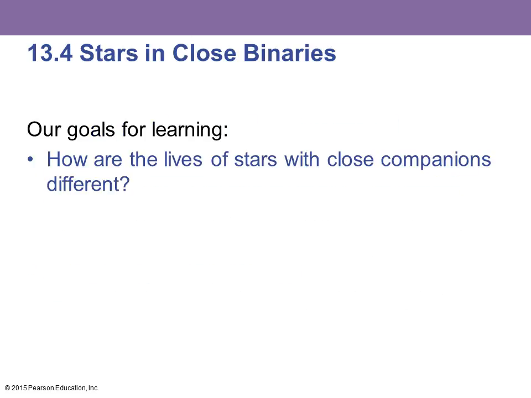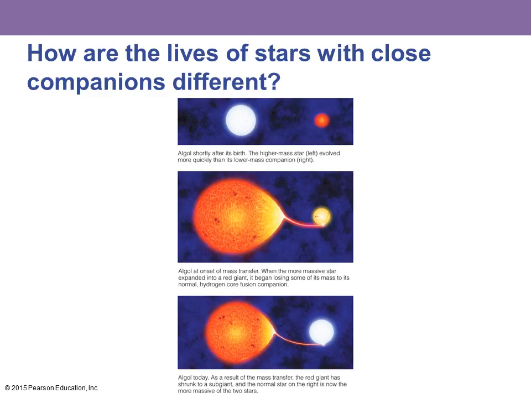This last section has to do with stars in close binaries. So the goal is, how are the lives of stars with close companions different? In other words, binary stars. Here's a section that shows basically what happens in an artist's view. We have two stars, one larger than the other, but because of the gravitational attraction of the larger star, it appears that some of the mass of the smaller star is being drawn away.